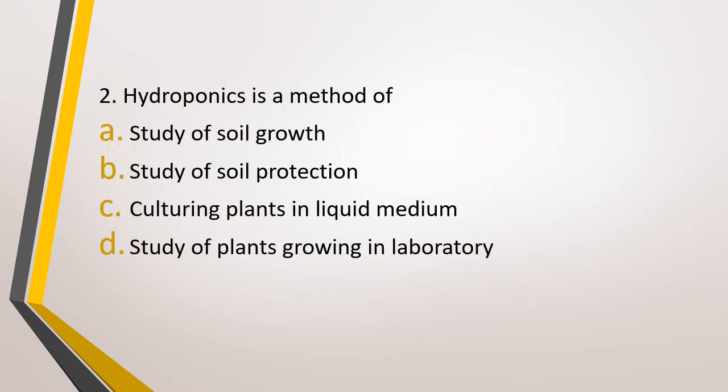Question number 2. Hydroponics is a method of option A, study of soil growth. Option B, study of soil protection. Option C, culturing plants in liquid media. Or option D, study of plant growing in laboratories. Hydroponics is method of. The correct answer is option C. It is the method of culturing plants in liquid medium.